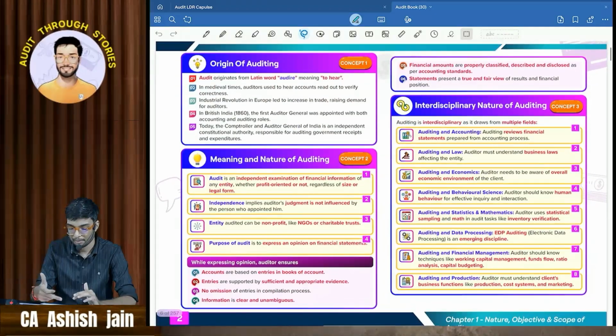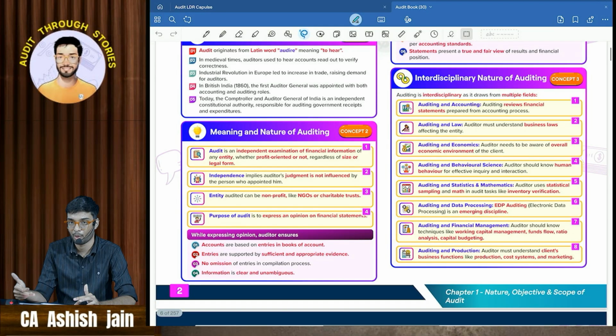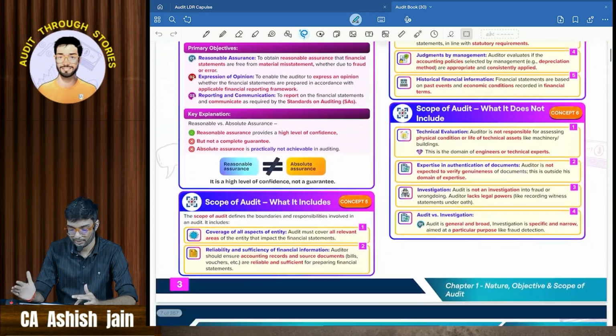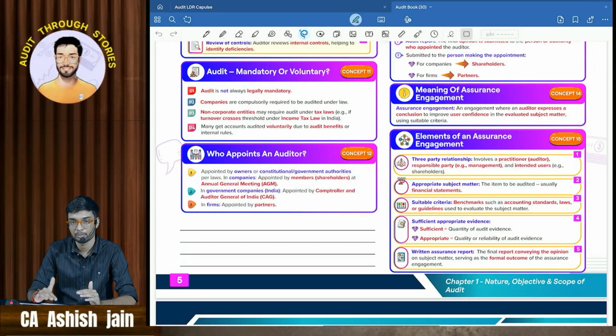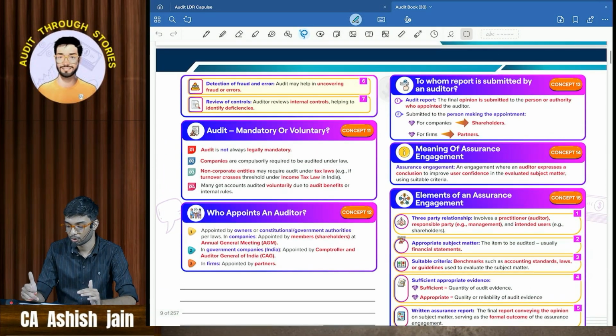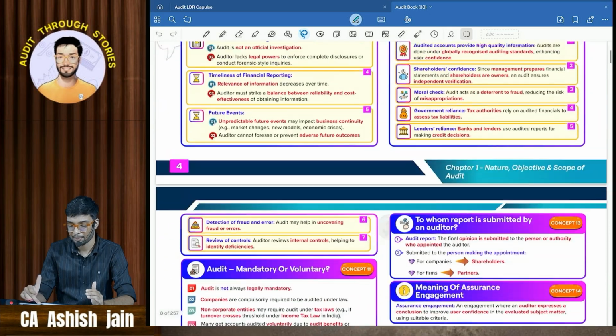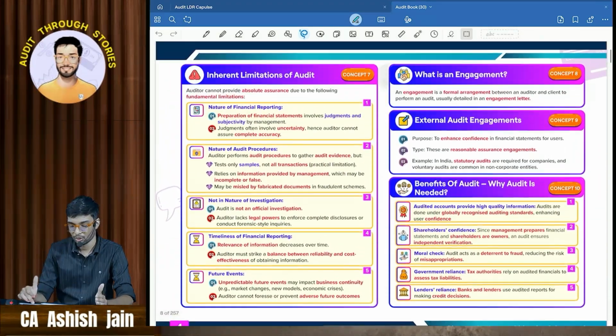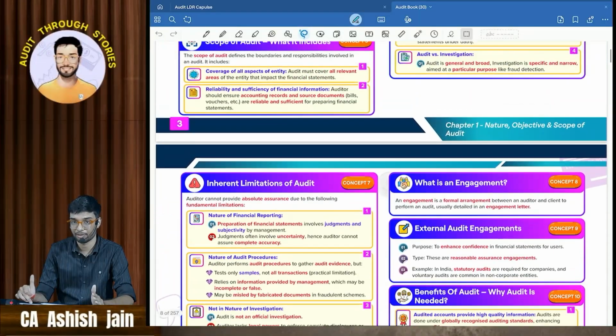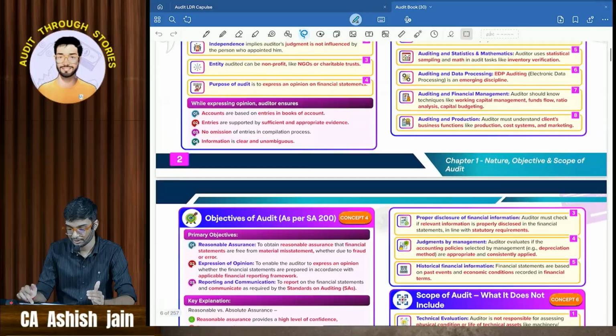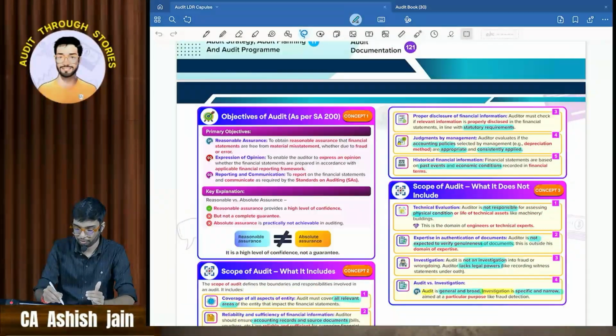For example, origin of auditing and interdisciplinary nature of auditing are completely irrelevant from examination point of view. So I will not be wasting time discussing these points in this video. Similarly, whether audit is mandatory or voluntary, who appoints an auditor, to whom the report is submitted, and the meaning of assurance engagement are all irrelevant. This chapter has a weightage of nearly 4 marks, not more than that. So definitely one short question will be tested from this chapter in whatsoever attempt you are writing it. So let's start discussing everything which is important from examination point of view.